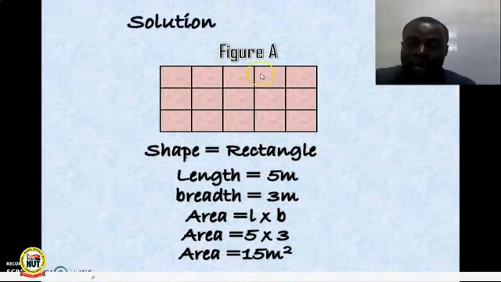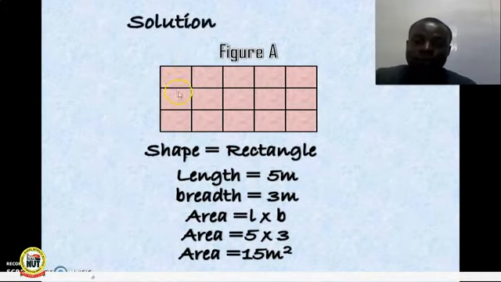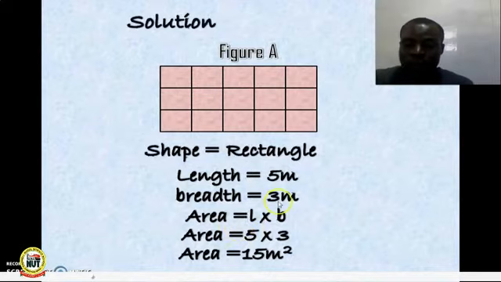Count the total length. Okay? Count the total breadth. Then by the time you are done with the counting, you multiply. Remember from the beginning where I showed you things to note as far as area is concerned. I said that you can calculate area by multiplying the length times breadth. So this will give us 15 meters square. Can we move to the second one?